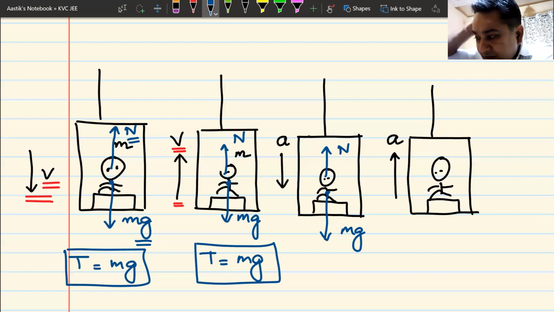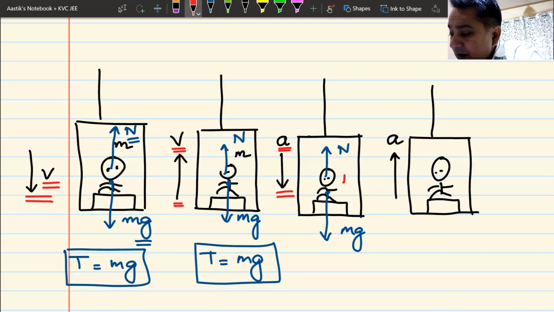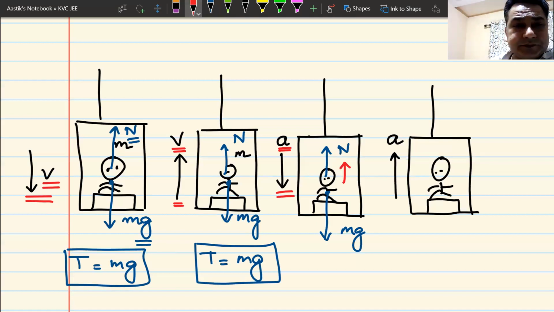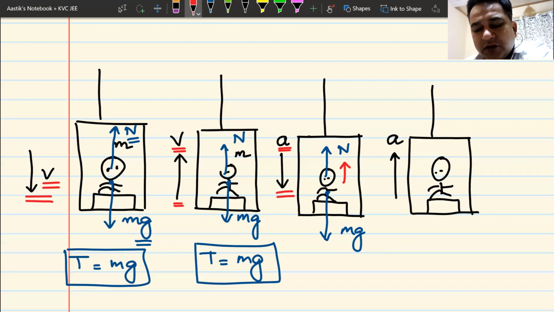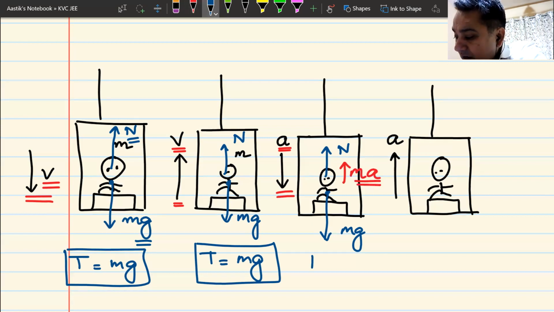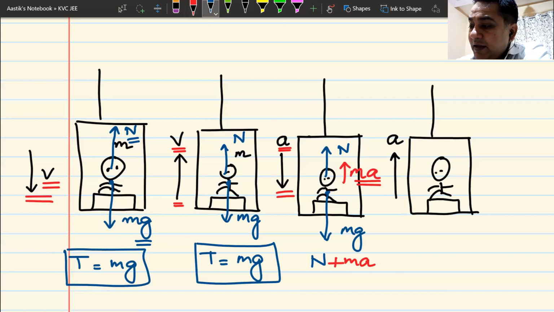In third case, weight of the man is mg downwards. Normal reaction from the machine is N upwards, but it is now accelerated downwards. So I have to apply pseudo force upwards. The mass of the man is m, acceleration is a, so it becomes ma upwards. Now my equation becomes N upwards plus ma, which is the pseudo force which I've applied, ma upwards. That must be equal to mg downwards.